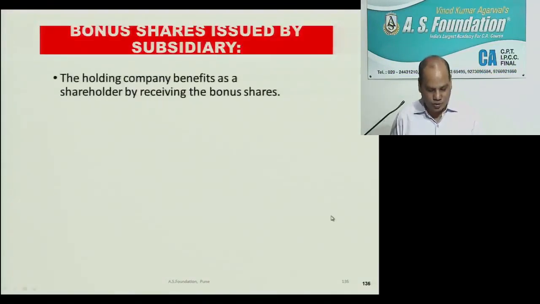One more problem today we will solve. Bonus share issued by subsidiary. Who has issued bonus share? What is the side effect?